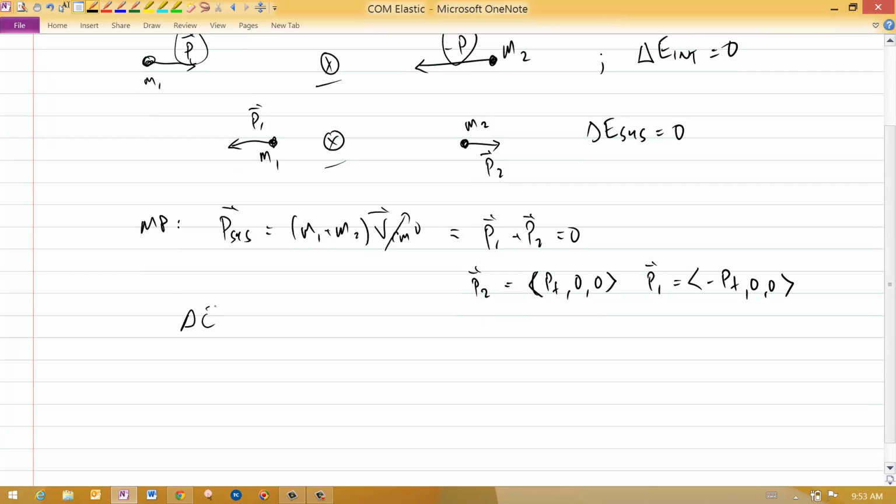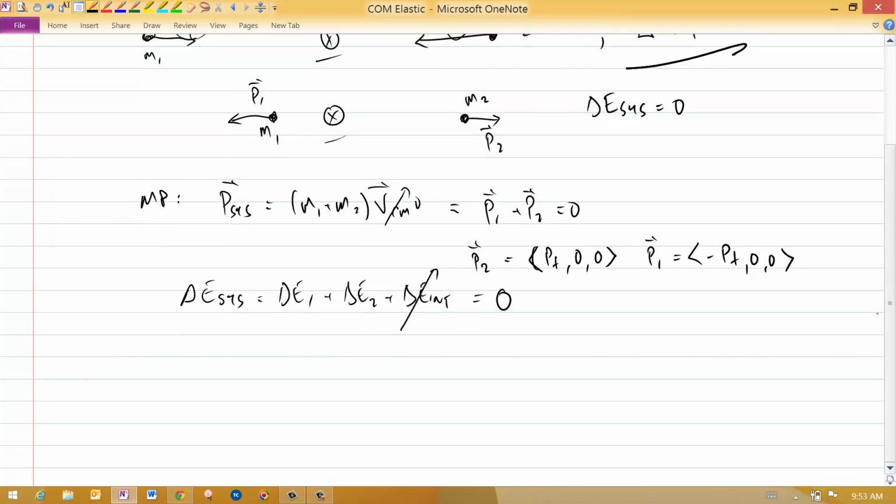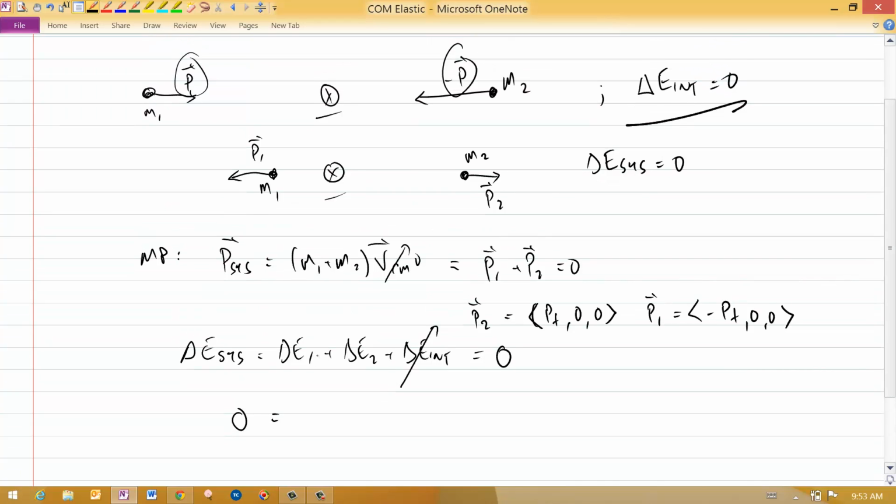The change in the energy of the system is the change of particle 1's energy plus the change of particle 2's energy plus the change in the internal energy. If we're doing an elastic collision, that has to be 0. And this whole thing is equal to 0 because there's no work from the surroundings. So I get 0 is equal to the change in energy of particle 1, where I look at its final and initial kinetic energies.